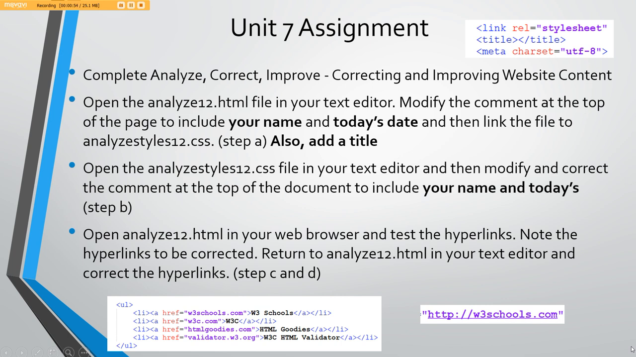So the Unit 7 assignment is Analyze, Correct, Improve: correcting and improving website content. You're going to open the Analyze 12 HTML file in your text editor, modify the comment at the top with your name and today's date, and then link the file. So we have to have a link, and we also need a title. So you need to put a title in there.